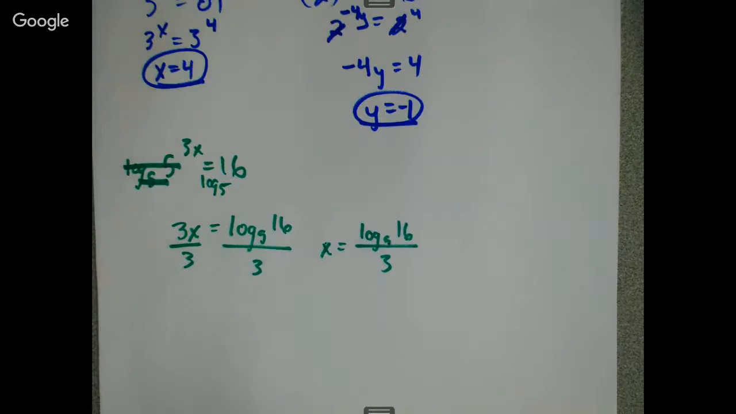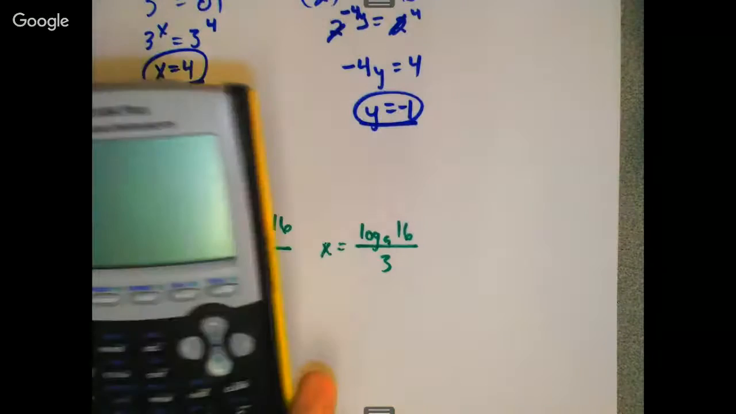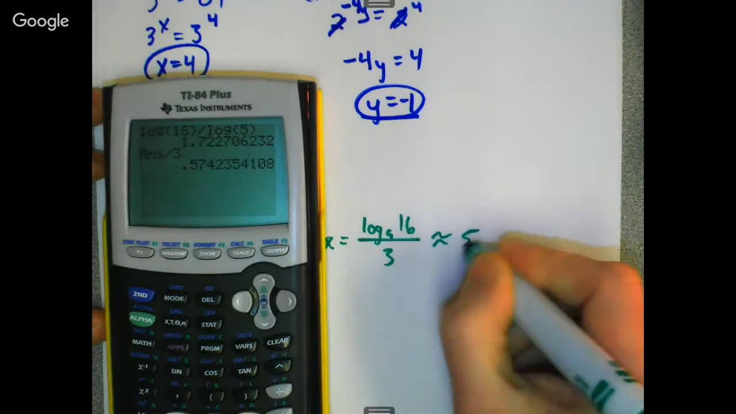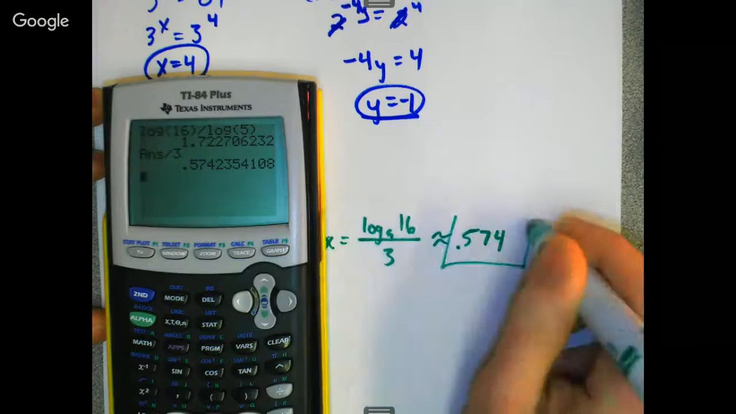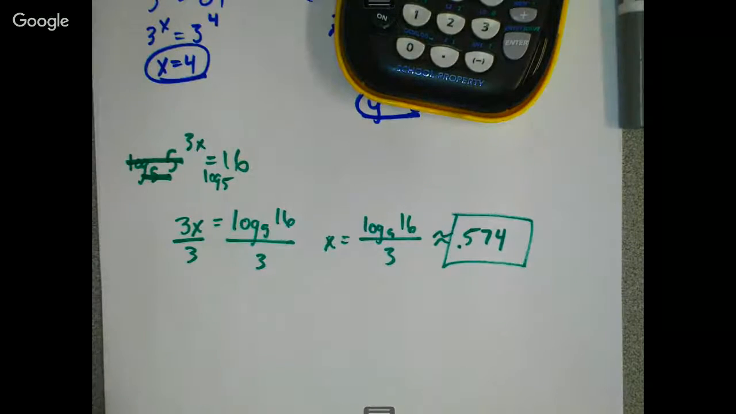Okay. Now to put this into the calculator, you're probably going to have to use a change of base formula. So when I put it in here, we'll say log of 16 over log of 5, enter, divided by 3. And we'll get about 0.574 for that one. Okay. Now, that one's still kind of simple compared to some other ones.